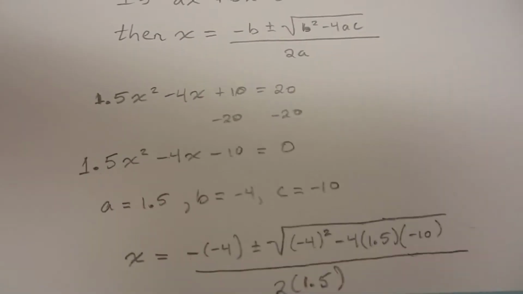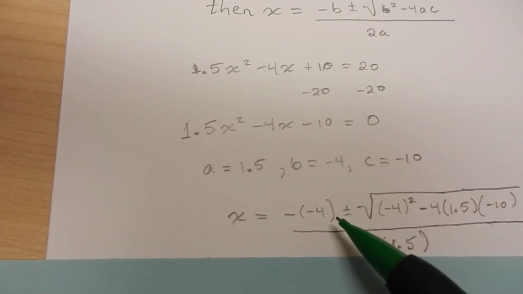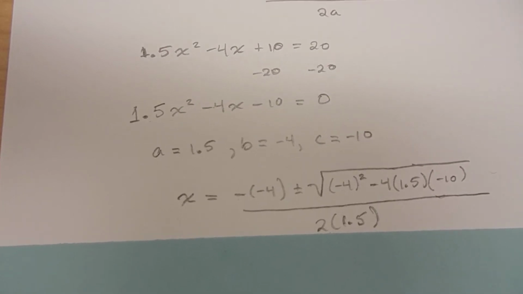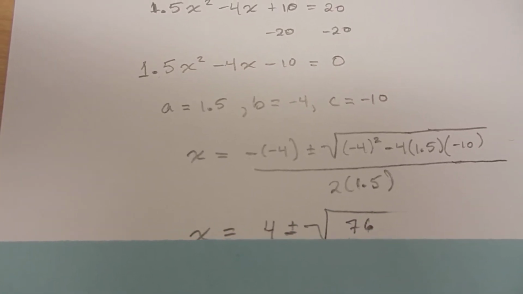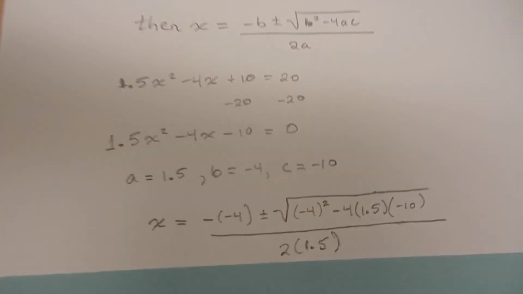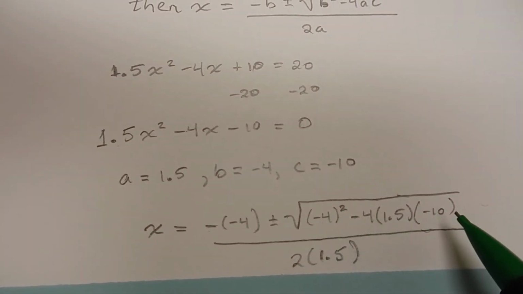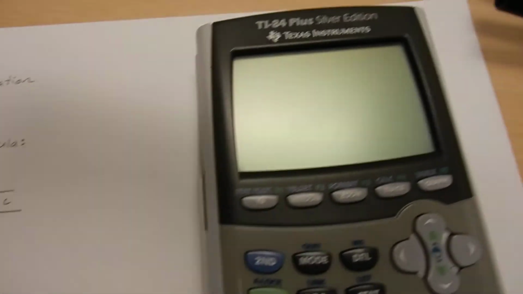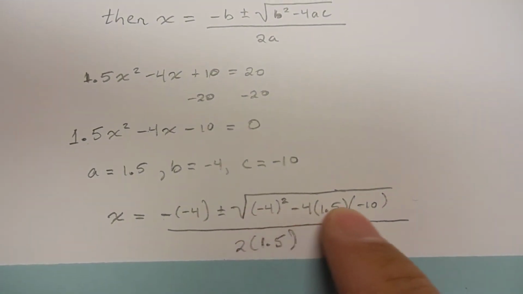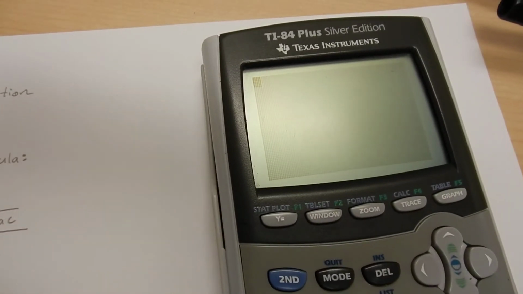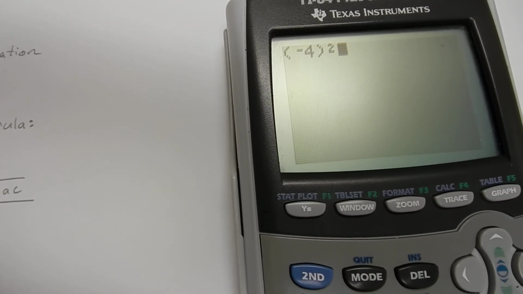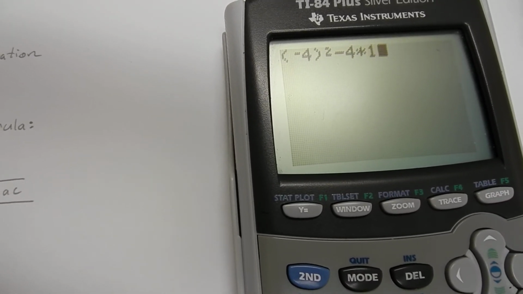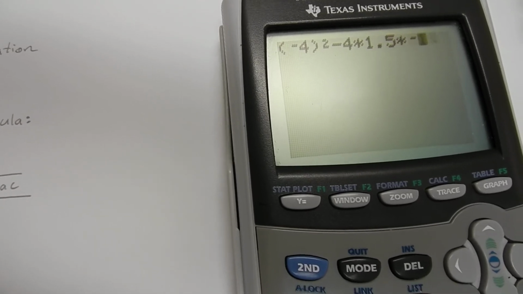So we can use our calculator to solve this and recognize there's two. That's a plus and a minus. So let's take them one at a time. Before I show you that, let me show you how to get a single value under there. So let's go to our calculator, and I'm going to insert these values here just on a home screen as is. So negative 4 squared minus 4 times 1.5 times a negative 10.